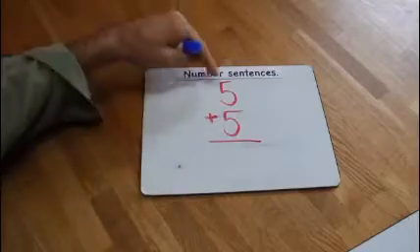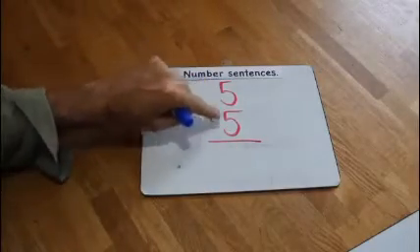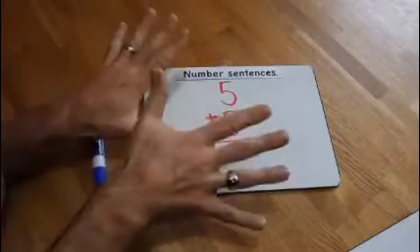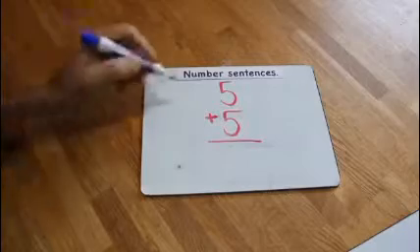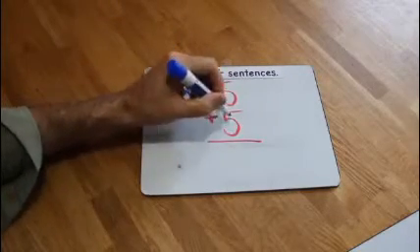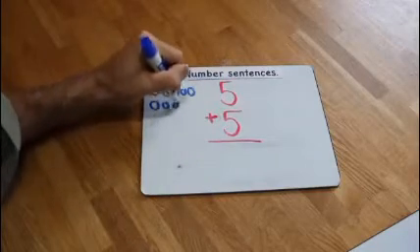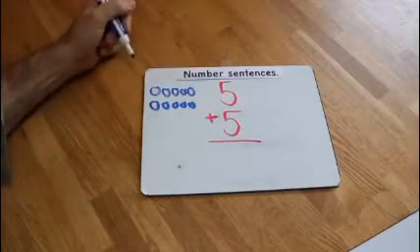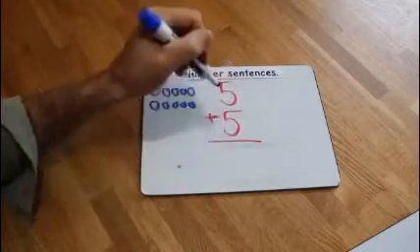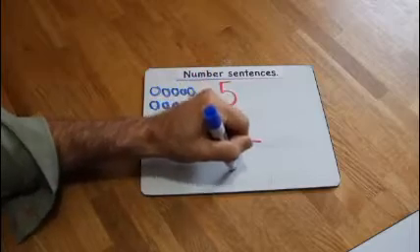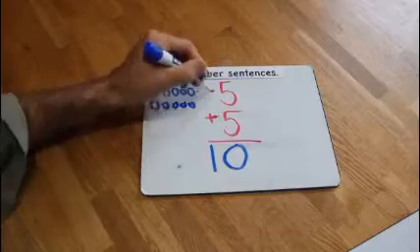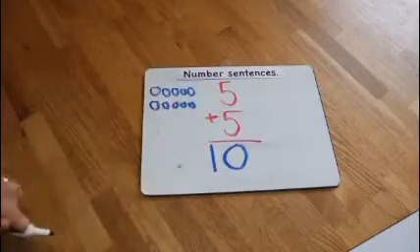Number sentences. Remember, we're going down, okay? 5 plus 5 equals. Do your mental math. Use your fingers or your pictures. Start with your 5. 1, 2, 3, 4, 5. Plus means more. How many more? 5 more. 1, 2, 3, 4, 5. Look at that. That's a 10 frame. So 5 plus 5 equals 10. Well, we put the 0 right here underneath, and we put our 1 over here. 5 plus 5 equals 10.